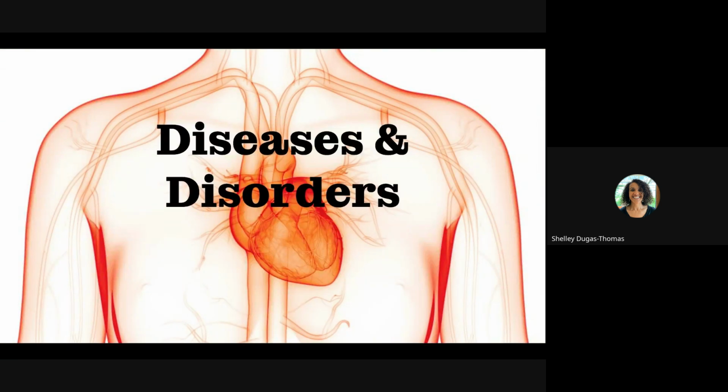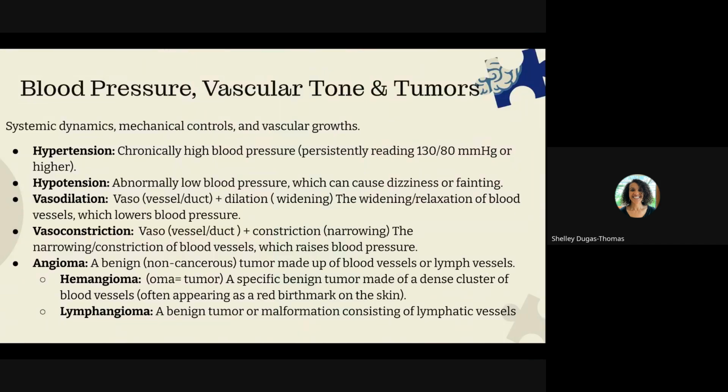So let's go on to diseases and disorders. Hypertension versus hypotension. Hyper is usually considered a condition when the patient is sustaining a blood pressure systolic of 130 and diastolic of 80 for a longer period of time. And then we have low blood pressure as in hypo. And this is a condition that can allow people to fall or faint. So vasodilation versus vasoconstriction. Dilation means widening and constriction means narrowing.